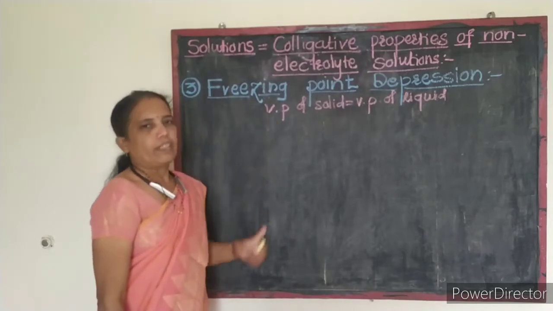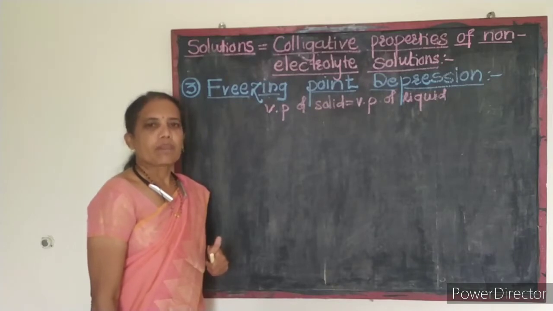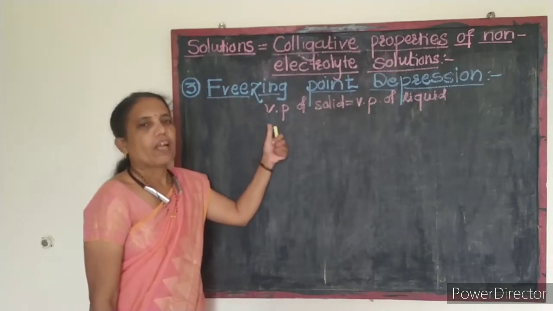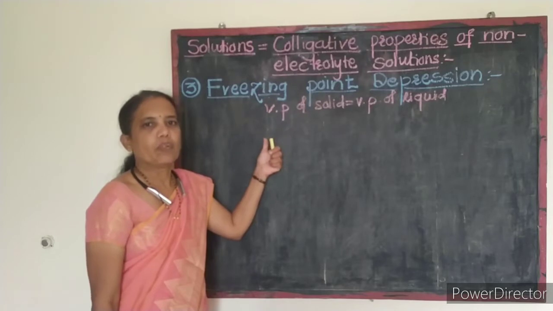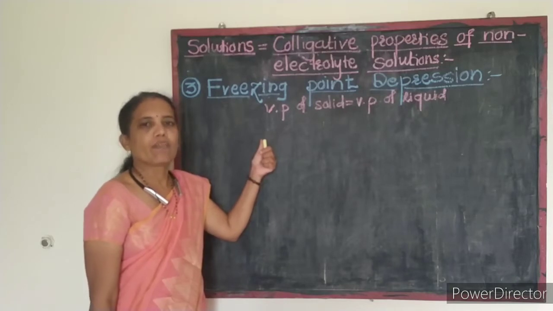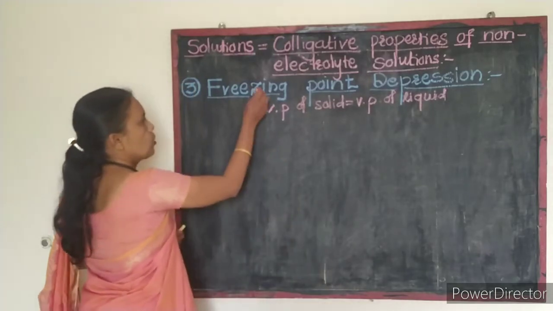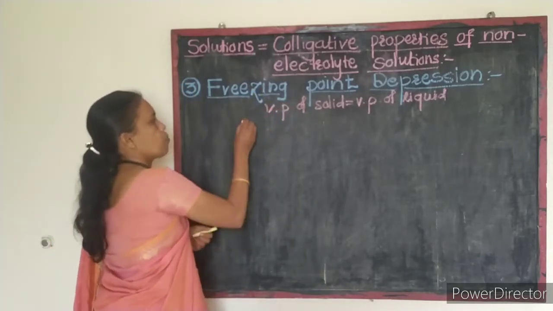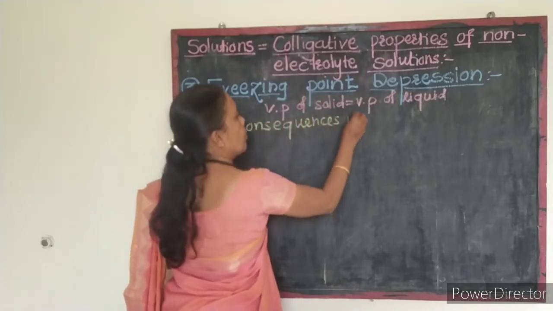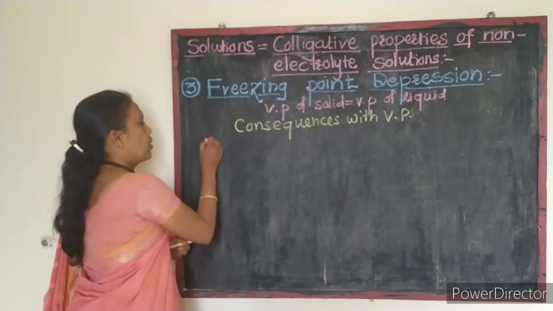If a non-electrolyte is added to the solution, it is seen from experiments that the freezing point gets lower. Today we are going to discuss in detail this lowering or depression in freezing point. For this we consider the vapor pressure and temperature graph. We now consider freezing point in relation to vapor pressure. For this I draw a graph.